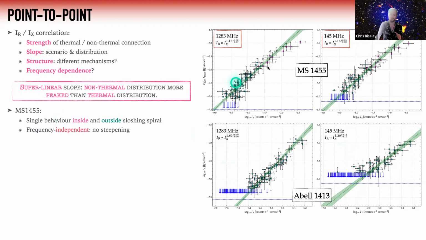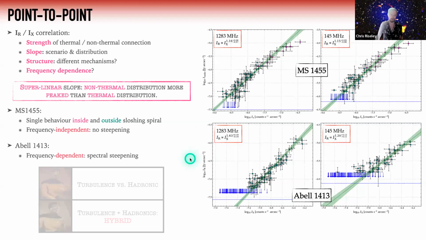And curiously, we see the same behavior inside and outside the sloshing spiral, which means that even if we're seeing slightly different turbulence properties, the acceleration appears to be subject to the same mechanism. Whereas in Abell 1413, we see a very clearly frequency-dependent slope. The slope is steeper at higher frequencies than lower frequencies. They're both superlinear, but it's steeper at higher frequencies. So this means in Abell 1413, we're seeing spectral steepening, which is totally expected in the turbulence scenario.